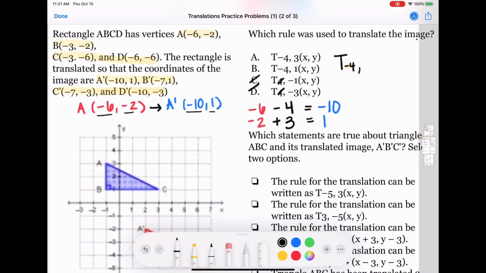Therefore, our function rule would now look like translation -4 and +3. Well, as we can see here, the only answer choice that follows that function rule is A, so A is in fact our answer choice.